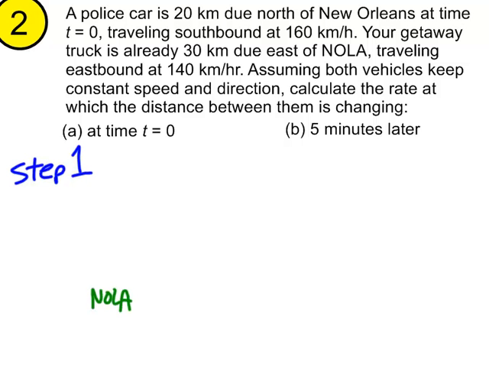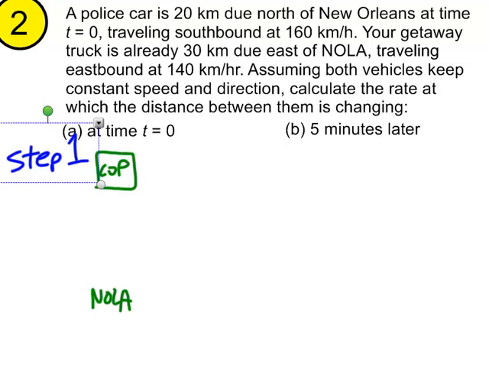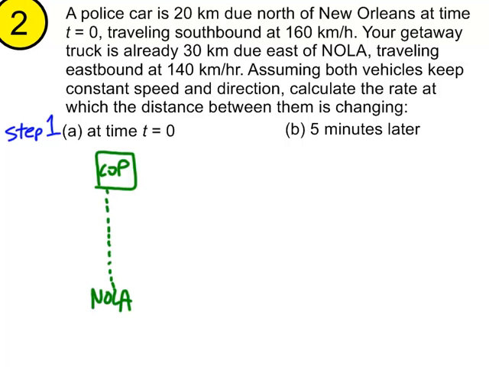And a police car is 20 kilometers north of New Orleans. So put cop. And 20 kilometers north, and traveling southbound at 160 kilometers per hour. So again, it's tempting to want to label this distance as being 20 kilometers. But remember, the cop is moving. That 20 kilometers is not static. It is not constant. So let's give it a variable. Let's call it y, how about? So that's y, and off to the side we'll say, okay, the time we're interested in, when t equals 0, y is 20 kilometers at that time.